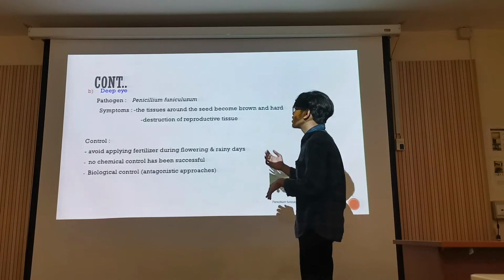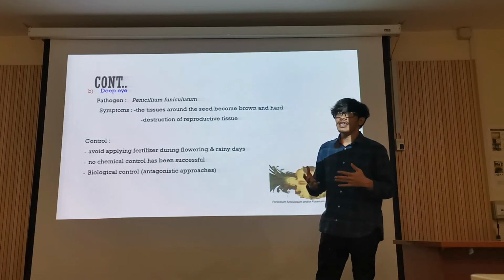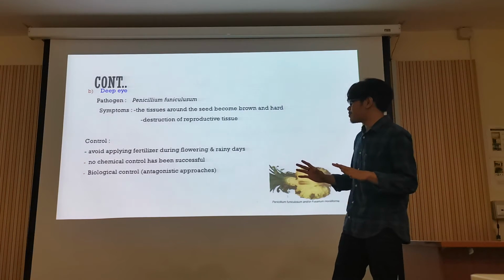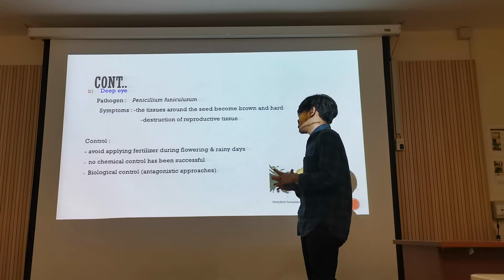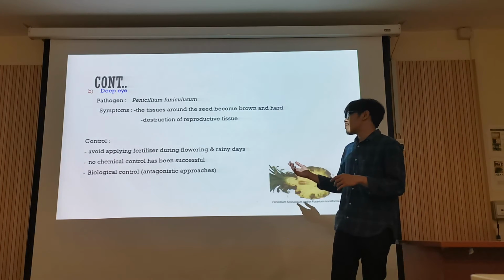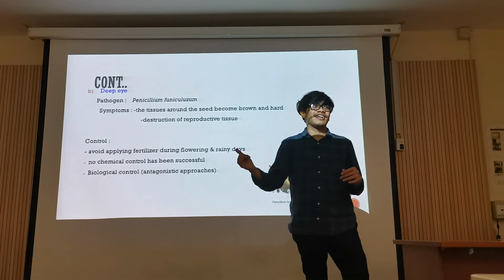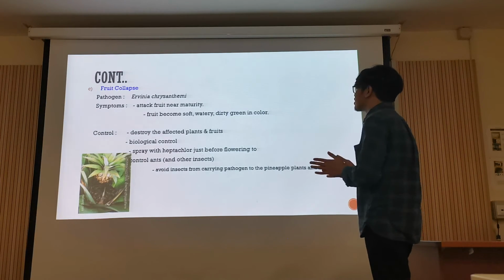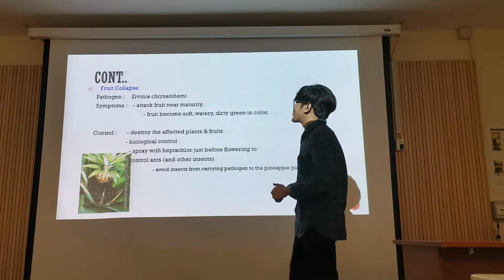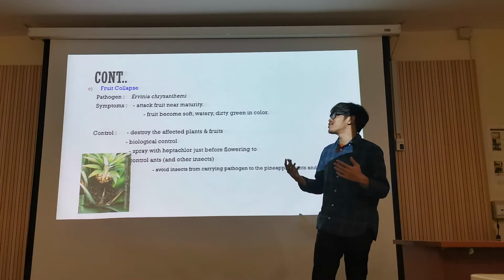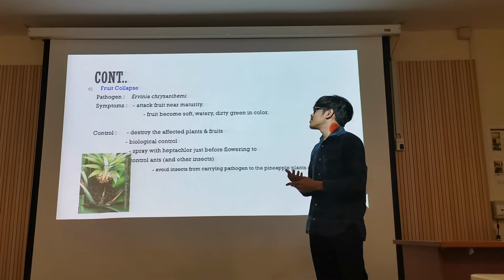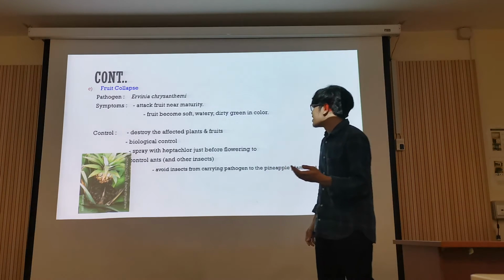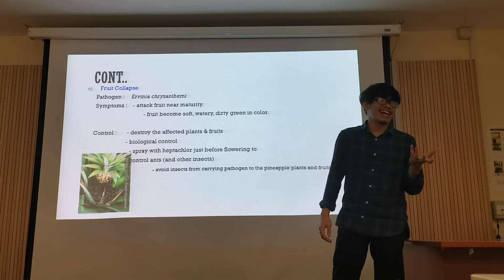By avoiding applying fertilizer during flowering and rainy days. And no chemical control has been successful. And you can also use an antagonistic approach, aka biological control, to control this deep eye. The other disease is fruit collapse. The symptom of fruit collapse is that it attacks fruit near maturity. Fruit will become soft, watery, and dirty in color.